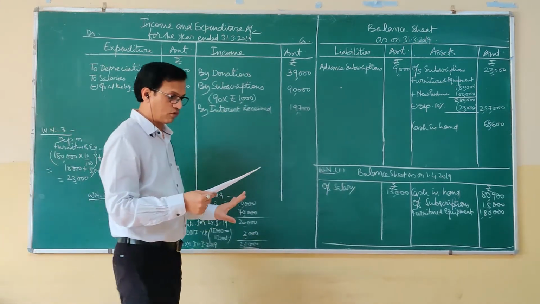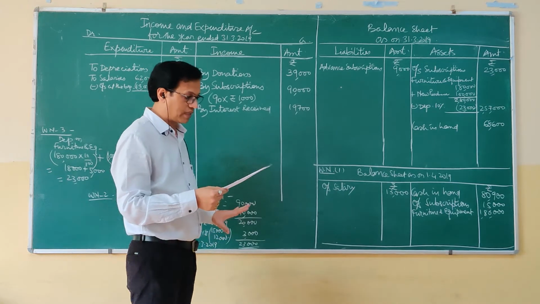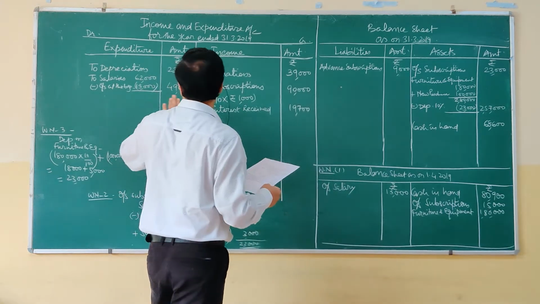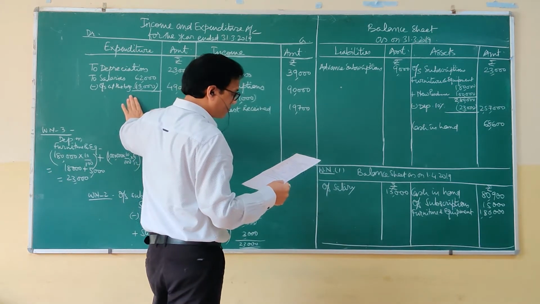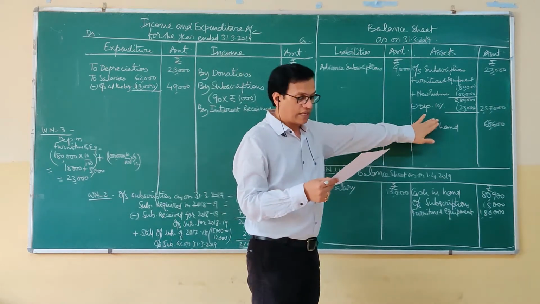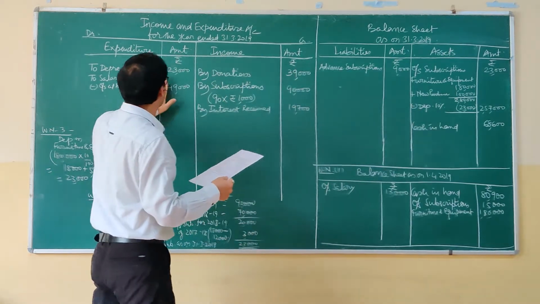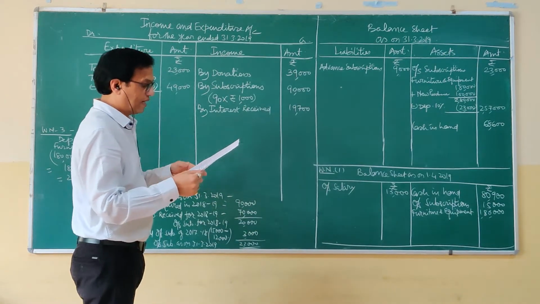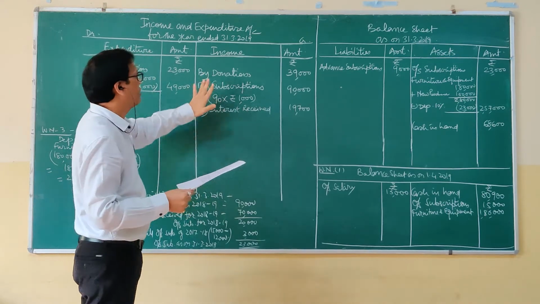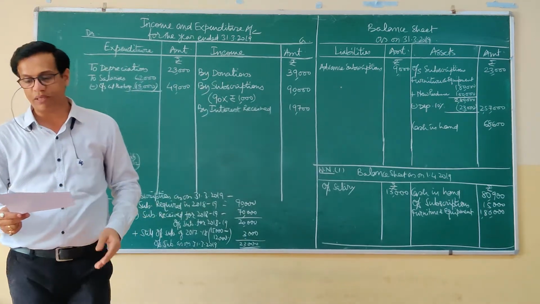Here, yes, outstanding subscription of previous year taken here. Outstanding salary has been subtracted here. Depreciation charged here as well as posted here. And the club had 90 members, so that we have shown. It means all the items have been done.